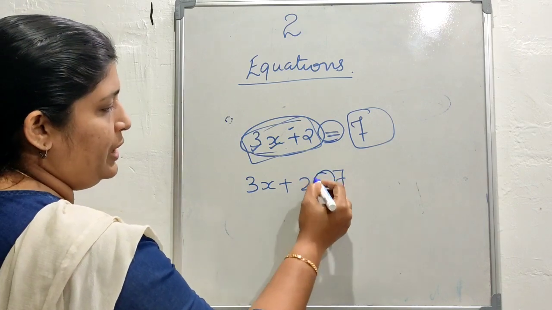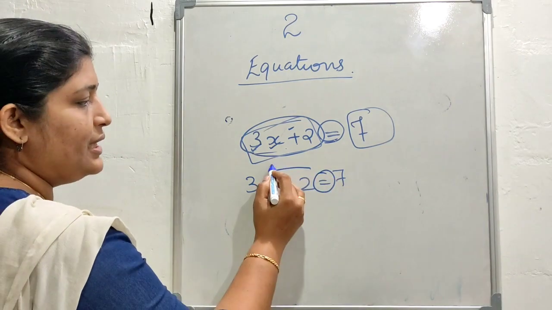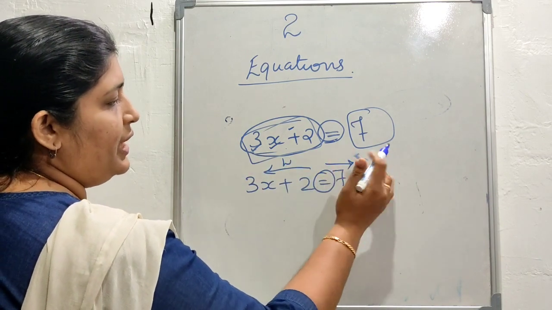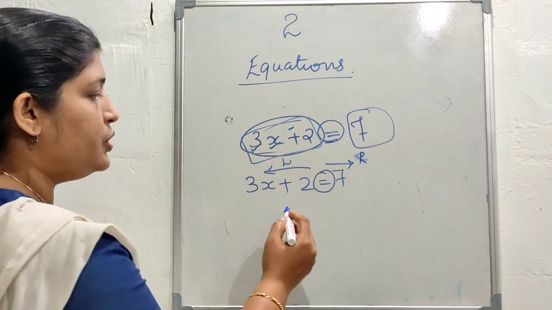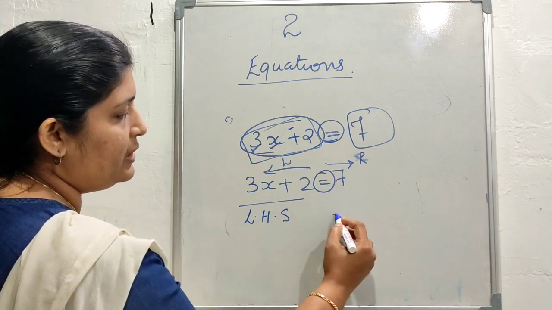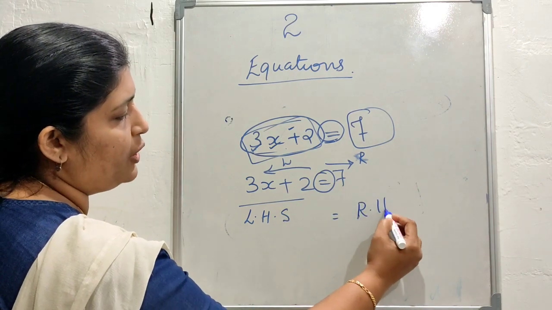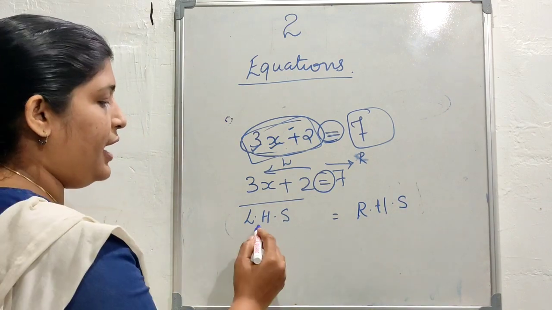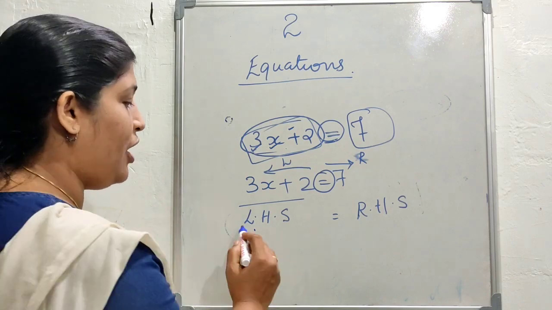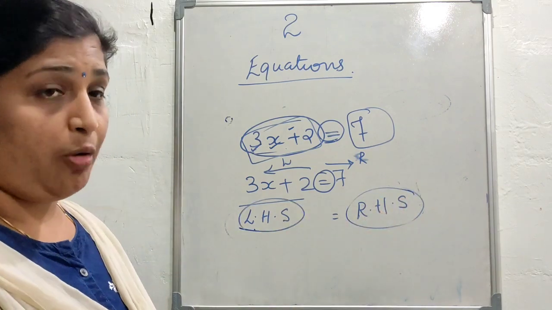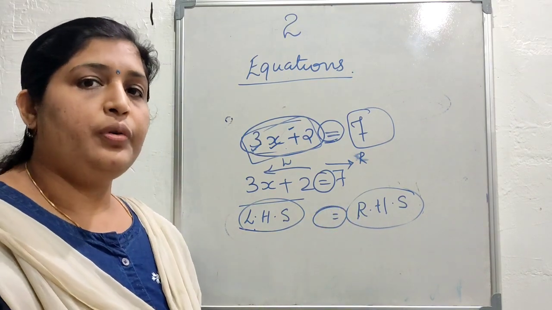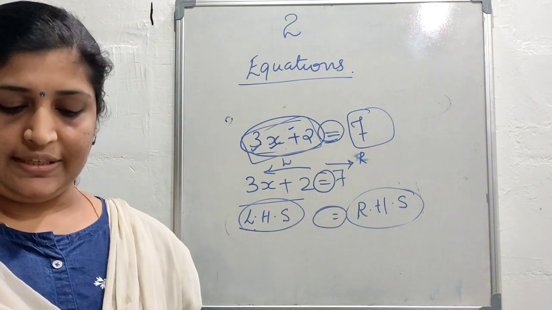This is our equal to sign. This is the left side of the equation and the 7 is on the right side of the equation. So this part is called the left hand side of the equation and this part is called the right hand side of the equation. And remember children, the left hand side and right hand side are always equal because in between them there is an equal to sign.